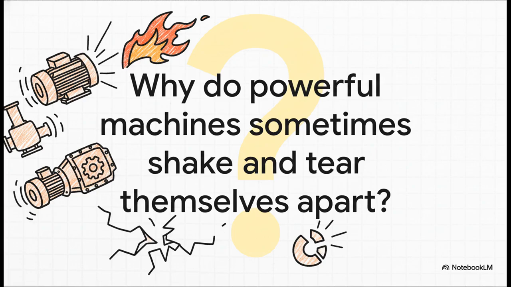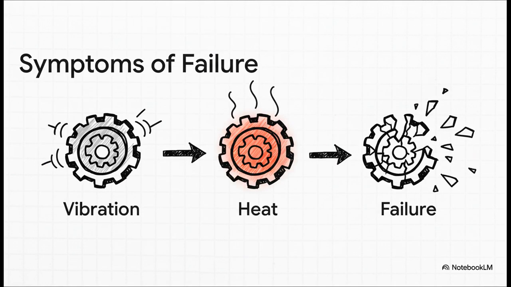You've got this powerful, beautifully designed piece of equipment, a motor, a gearbox, whatever, and one day it just starts to shake. It gets hotter and hotter, and then, boom, catastrophic failure. What is going on there? The signs are always the same, right?